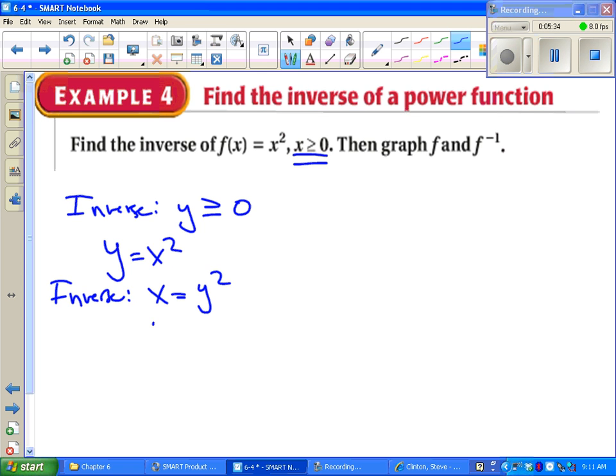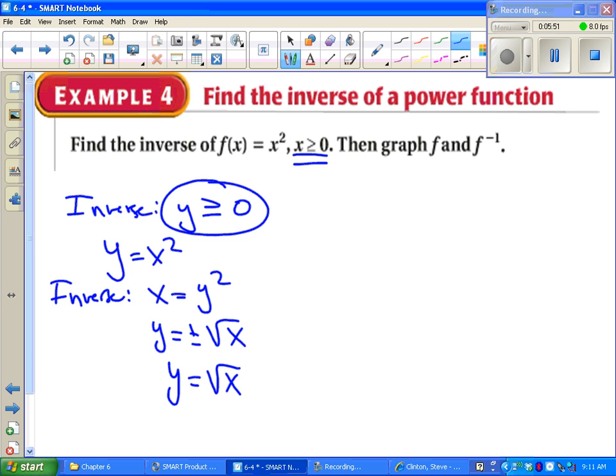Take the square root of both sides. And here's where I bring up that y has to be bigger than or equal to 0 again. We have the plus or minus, so because y has to be bigger than or equal to 0 on the inverse, we only keep the positive piece.